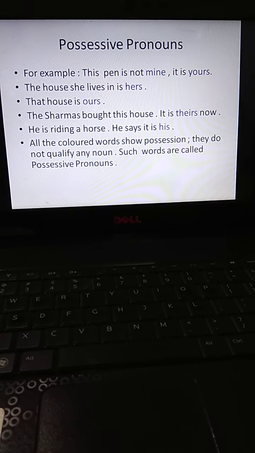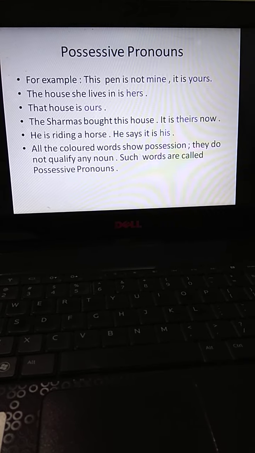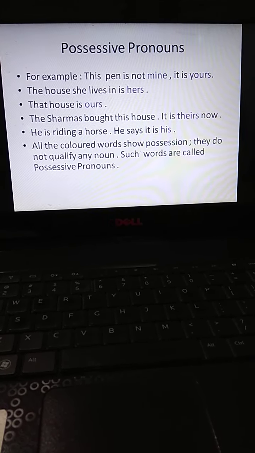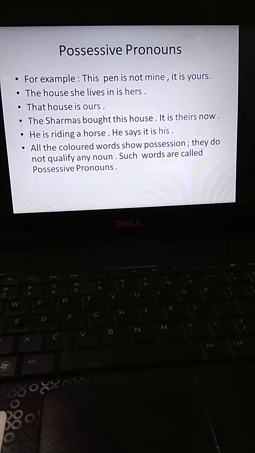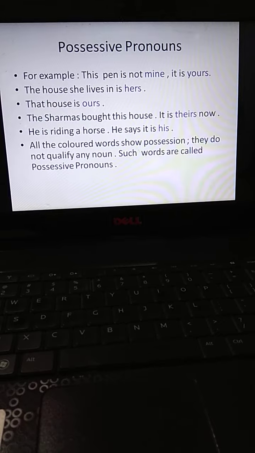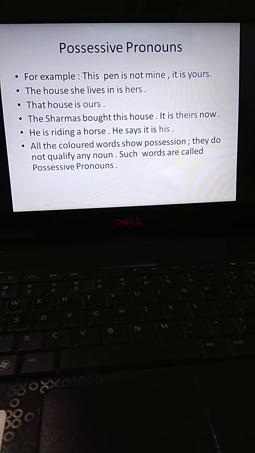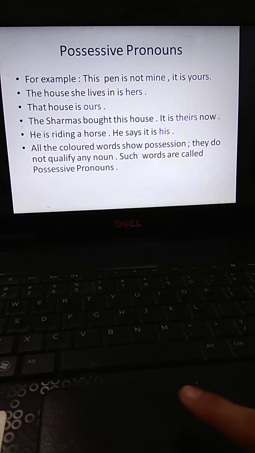All the colored words show possession. Possession means the state of having, owning, or controlling something. They do not qualify any noun. Such words are called possessive pronouns.